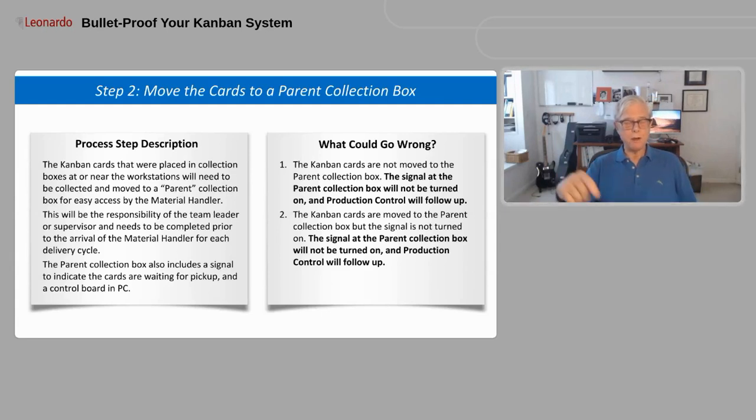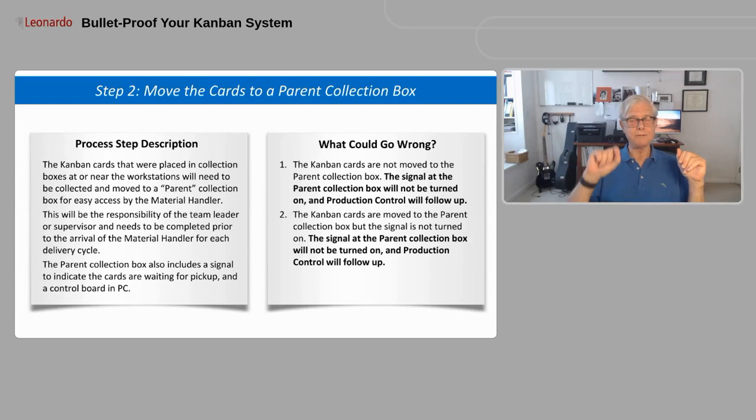Now that signal on off is also going to be communicated, maybe wirelessly, maybe not, to a production control board where they can see each Kanban pickup area and whether or not that light is on. And so the job of production control then would be to monitor that. And prior to the launch of the next delivery cycle, they're going to want to look at that board. And the expectation is those lights are going to be on, right? Because those cards are there waiting for pickup.